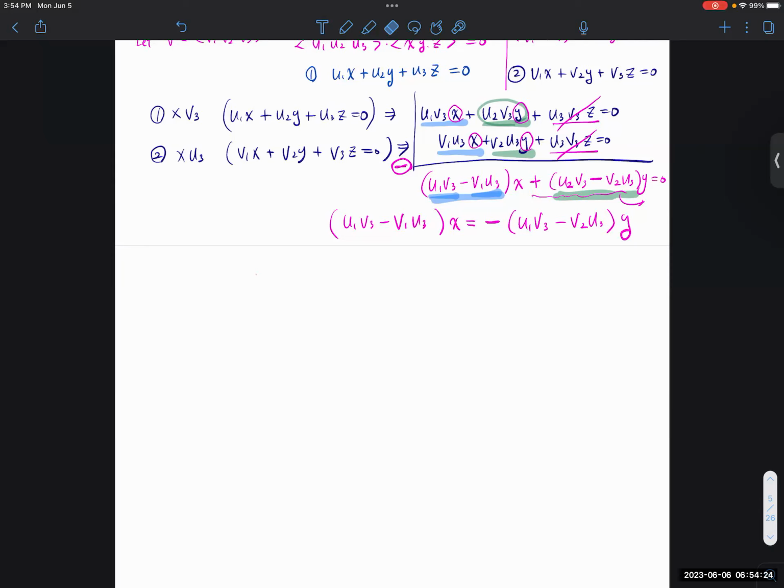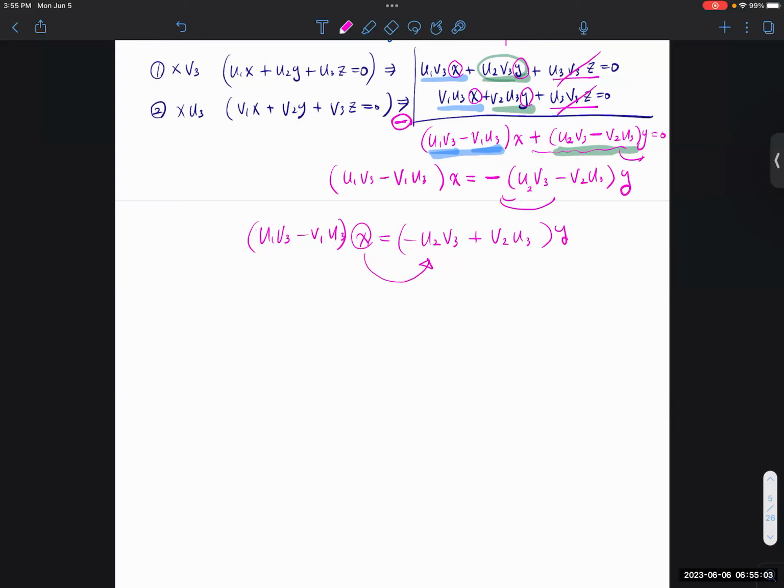So the left side, U1 V3 minus V1 U3, X equals, here we go, I wasn't confused, there's no 1. It should be 2: U2 V3 minus V2 U3. So that's the relationship. In other words, U1 V3 minus V1 U3, right? And then if you want, you can do the distributive property: minus U2 V3 plus V2 U3, Y. So therefore, X is going to be this, Y is going to be this. Am I correct? So we got the answer.